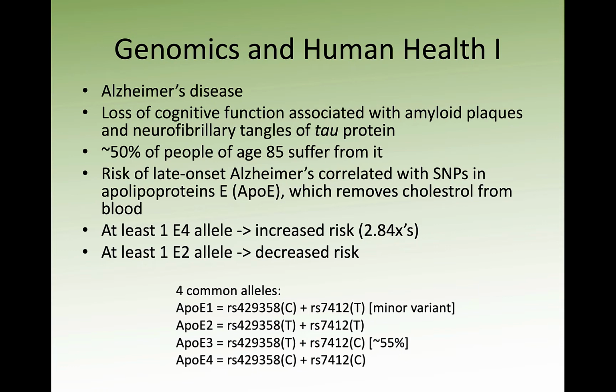And I think what's important to see here is, when we think about what these common alleles are, we're actually looking at a combination of different SNP variants. So the allele is not just a single locus allele, it's a 2 locus allele. For instance, apolipoprotein allele E4 has a C in one position and a C in another position, and this is your increased risk allele. Whereas apolipoprotein allele E2 has a T in that first position and a T in that second position.